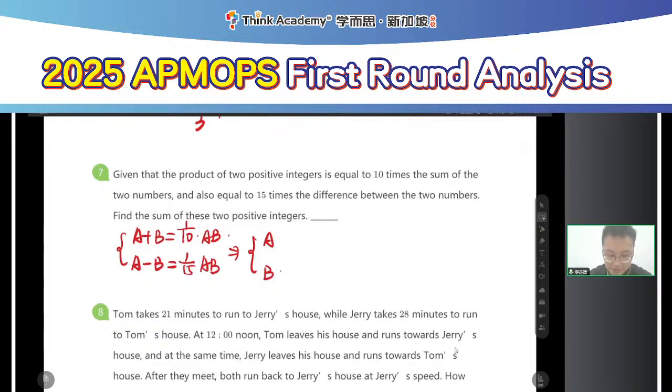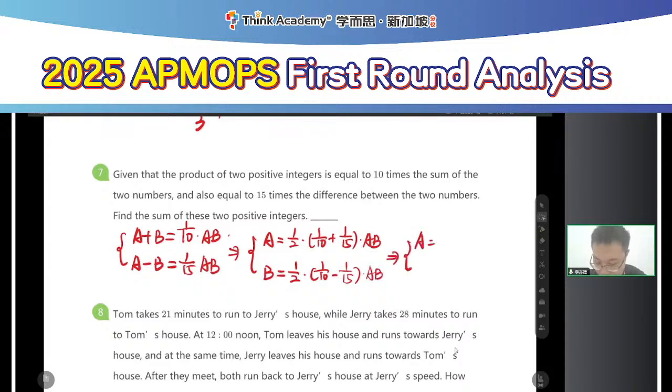So how to solve this a and b? We just add the sum and difference together, we get 2 times a, right? So 2 times a is 1/10 plus 1/15. And also we find the difference is 2 times b. Use the sum and difference to get expressions of a and b. So now we get a equals 1/12 of ab, and then b equals 1/60 of ab. So we cancel out a and b here, and we get a being 60 and b equal to 12, right? This is also an easy question.